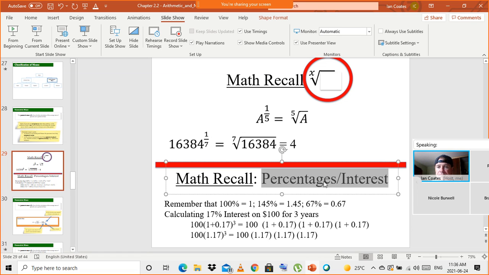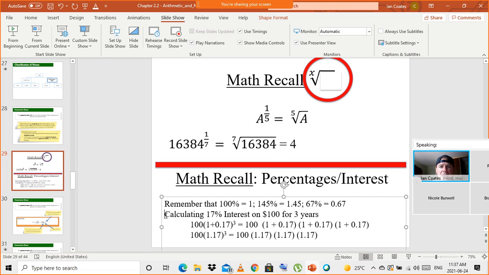Percentages and interest. We're going to talk about this in a bit. But what I want you to remember is that 100% can equal 1. And you're probably thinking, what? Look at this one. 145% can equal 1.45. You see what I'm talking about here? 67% can mean 0.67. So you've got to be able to flip between percentage and decimal. Okay? Got to be able to do that. Any issues? Let me know.